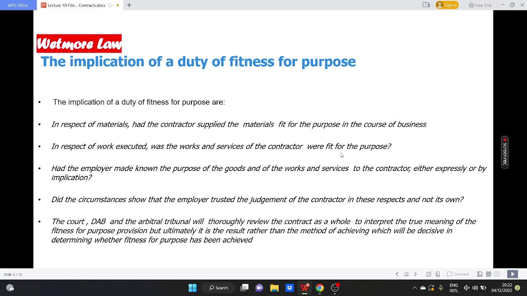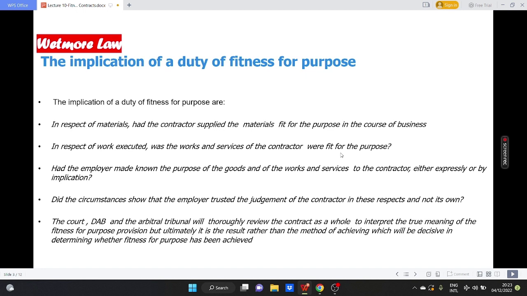The implication of a duty of fitness for purpose. In respect of materials, we have to look at whether the contractor supplied the materials fit for the purpose in the course of business. In respect of work executed, were the work and services of the contractor fit for the purpose? Had the employer made known the purpose of the goods and of the works and services to the contractor, either expressly or by implication? Did the circumstances show that the employer trusted the judgment of the contractor in these respects and not its own?